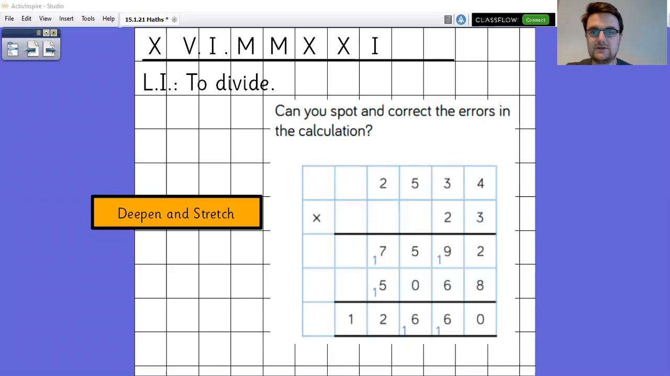Can you spot and correct the errors in this calculation? So we've got 2,534 multiplied by 23. Can you spot where they have gone wrong? There are two mistakes that this person's made. I would recommend writing out the sum using the column method and seeing if you can spot where yours goes different to theirs, because yours will probably be right. Pause it there, and I will show you the errors that they have made in the next slide.